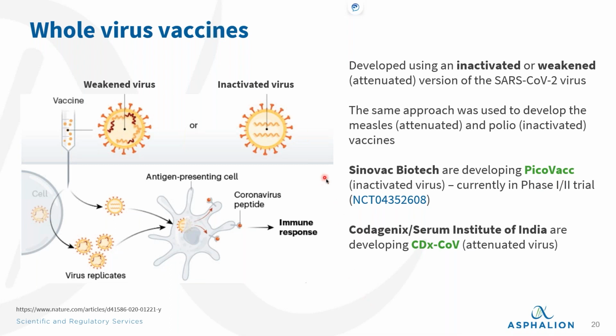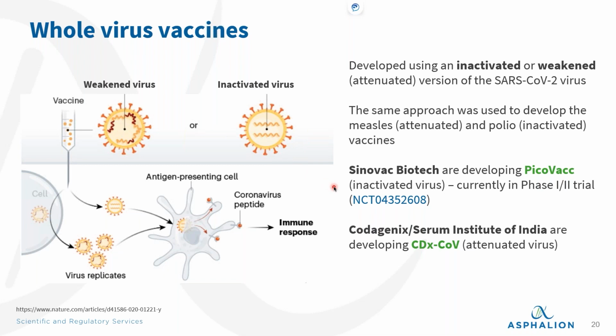These vaccines are developed either using an inactivated form of the virus or a weakened form of the virus, which is also known as an attenuated virus. This is one of the most successful historical approaches to vaccine development. The same approach was used to develop the measles vaccine, which is an attenuated, weakened virus, and the polio vaccine, which is an inactivated virus.